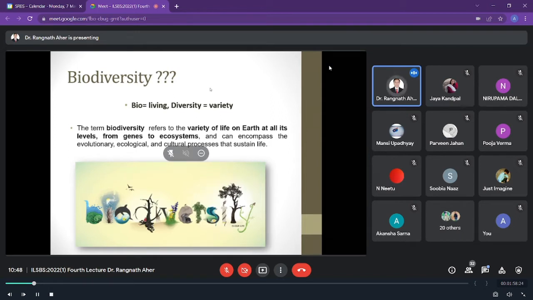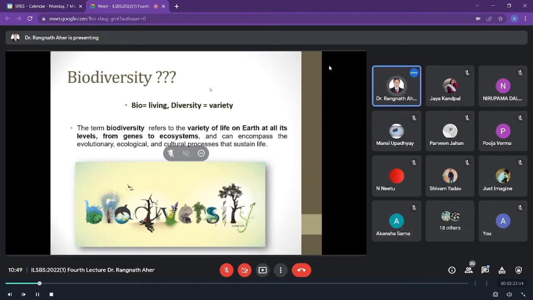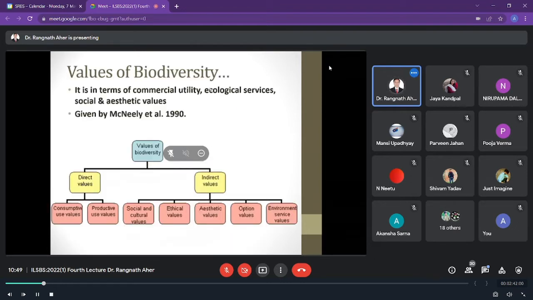Then the question is, what is biodiversity? Biodiversity is a Latin-derived word, where bios means living and diversity means variety. The term biodiversity defines the variety of life on earth at all its levels, from genes to ecosystems, and can encompass the evolutionary, ecological, and cultural processes that sustain life. It is very simple: the variety of plants, animals, and microorganisms, or living organisms, is called biodiversity.